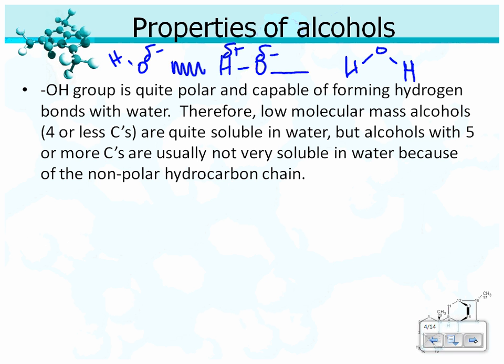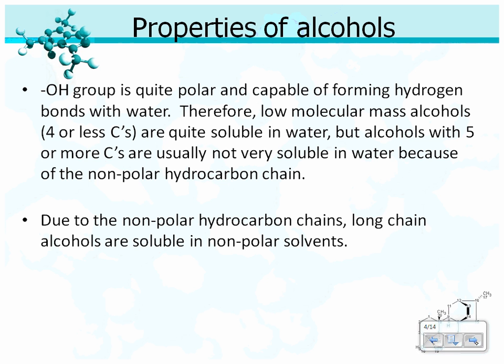Why is this? That's because it's got a long nonpolar hydrocarbon chain. So if I've got 5 carbons and then an OH, sure, this end of the molecule is polar, but it's only a small portion when you consider the rest of the molecule. So as you get longer and longer chains, the molecules in alcohols actually become less and less polar. All right, so again, due to the nonpolar hydrocarbon chains, the long-chain alcohols are soluble in nonpolar solvents.